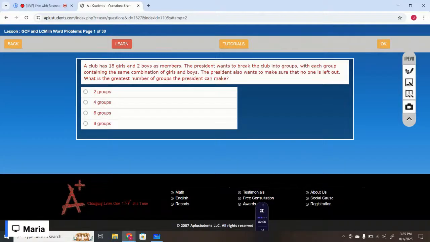A club has 18 girls and 2 boys as members. The president wants to break the club into groups, with each group containing the same combination of girls and boys. The president also wants to make sure that no one is left out. What is the greatest number of groups the president can make?